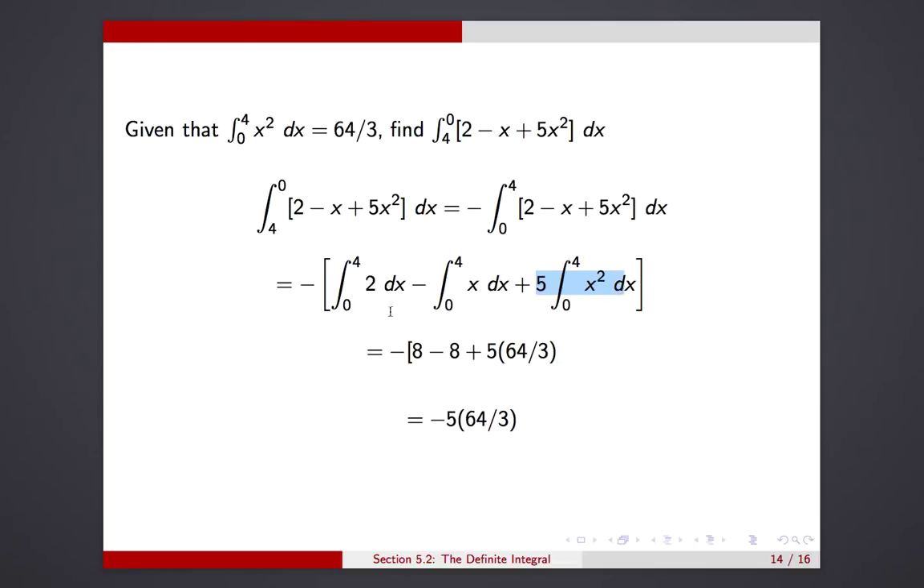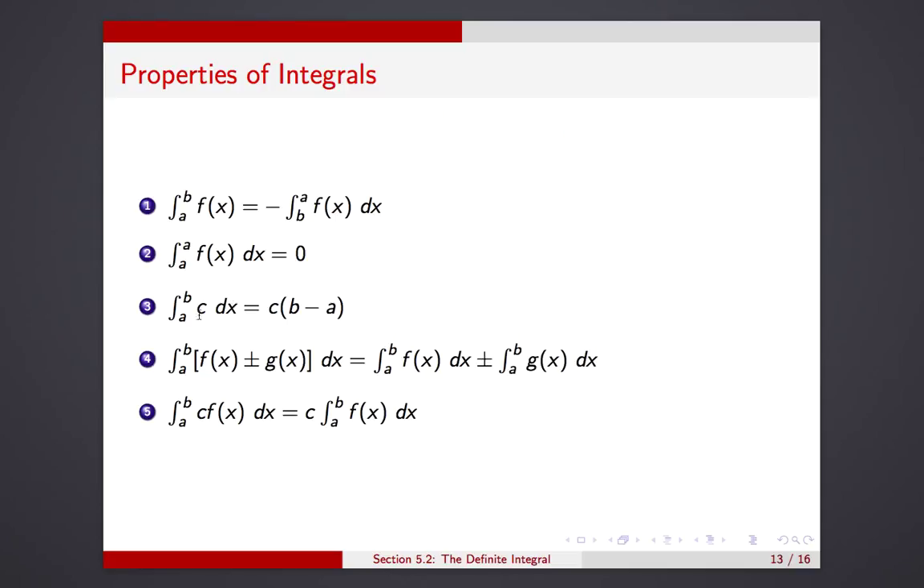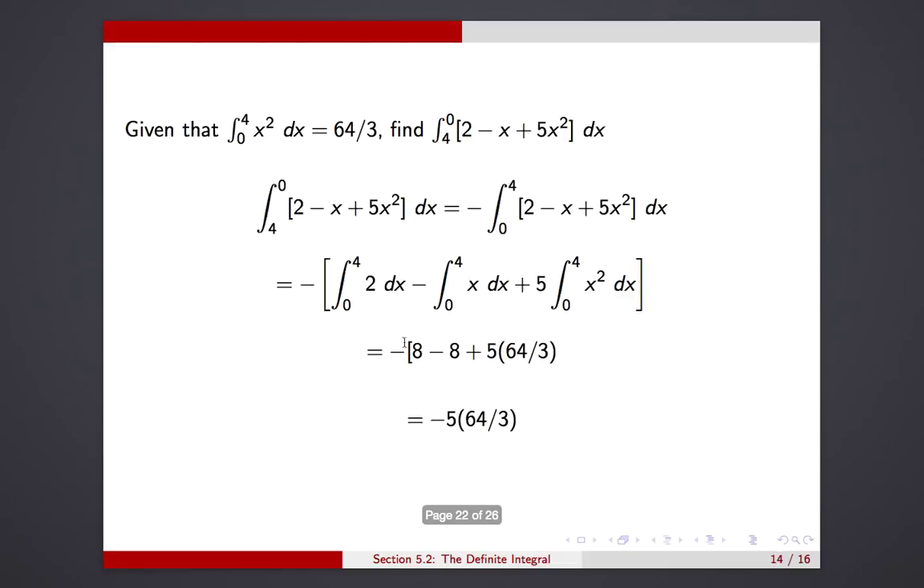And now the integral from 0 to 4 of 2. Well, by the constant rule, all you've got to do is the integral 0 to 4 of 2. You get a 2 right here, get a 4 minus 0 there. 2 times 4 is 8. There's that 8. Minus the integral 0 to 4 of x.